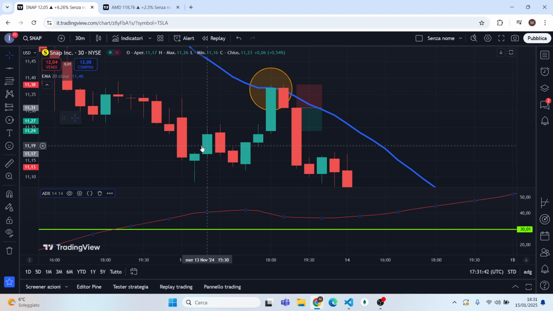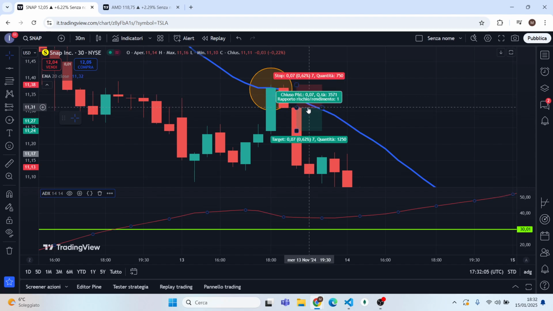Now the rules. The first rule is that you have to check for a rebound on the EMA 20. So the price must touch the EMA 20 and then go down for a short position. Here it happens. And then you have to check that the ADX 14 is above the level 30. Here it happens, so you can open your short position, setting your stop loss to the last swing high and the risk to reward ratio 1:1.